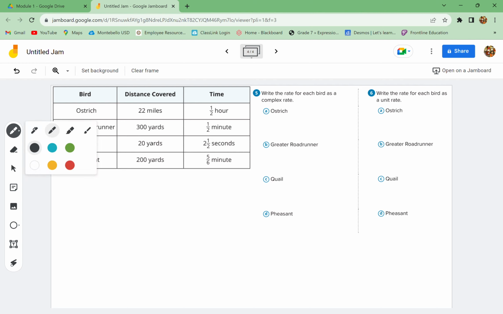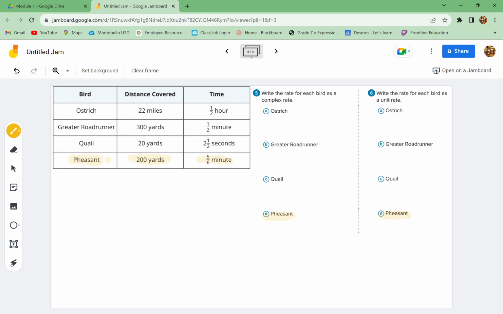So this next one, what we're going to do now is focus on the pheasant. So here's the pheasant, and here's the information for the pheasant, and I'm only going to focus right here. Again, notice you want to write the complex rate first, and then you find the unit rate.